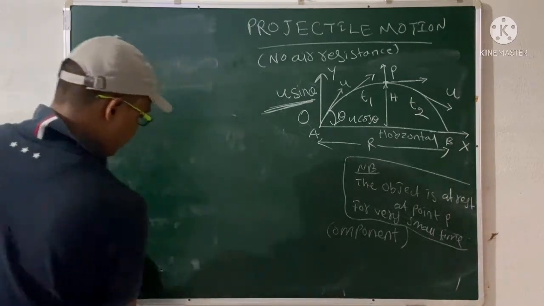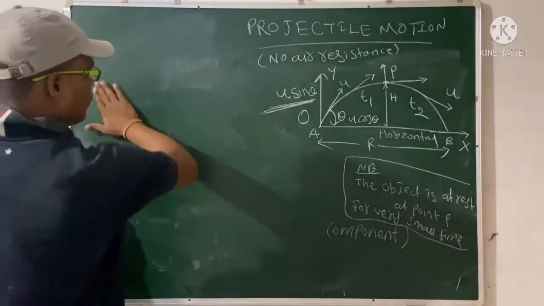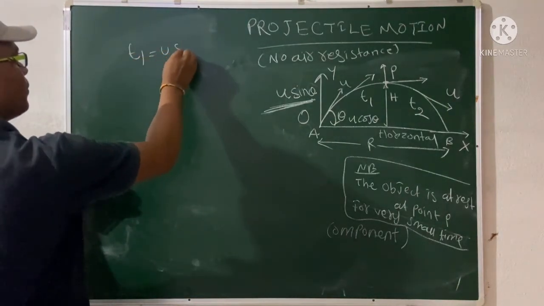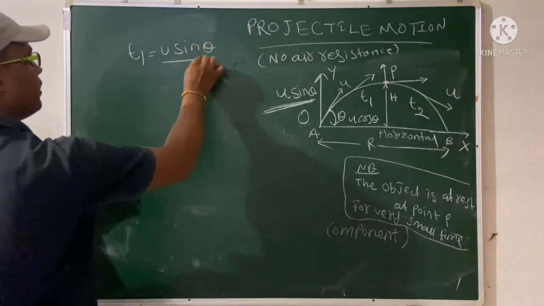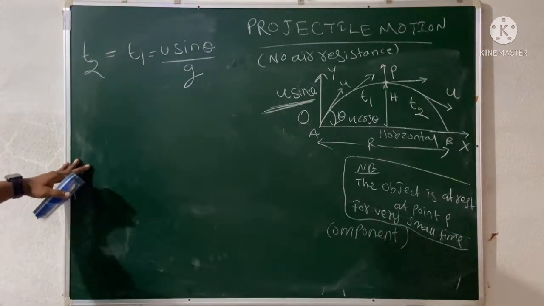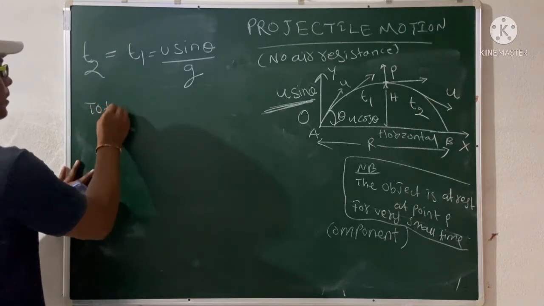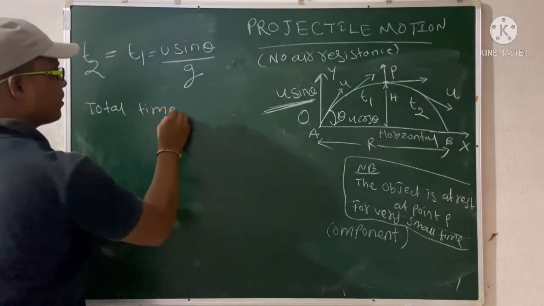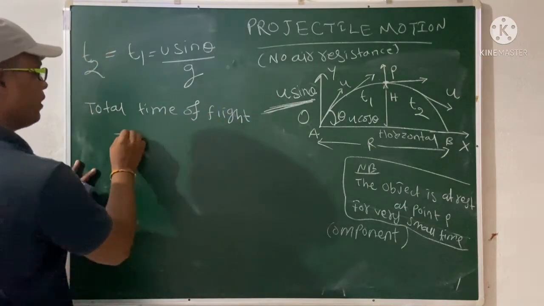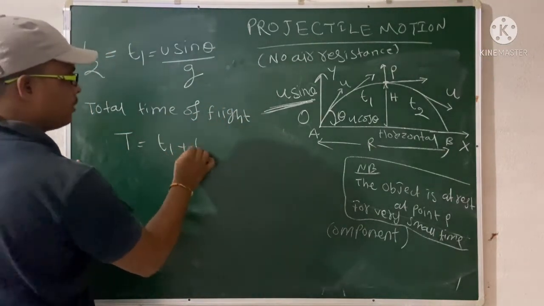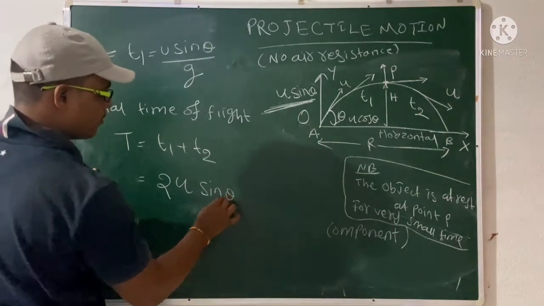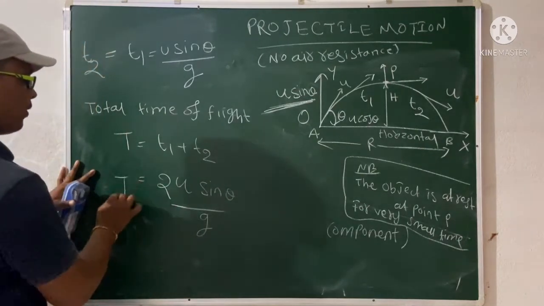So in t1 you solve this, then you will get your t1 as u sin theta by g. And T2 also same because we know T1 equal to T2. So what is the total time of flight? Total time of flight T equal to T1 plus T2. So this is nothing but 2u sin theta by g. So this is the total time of flight.